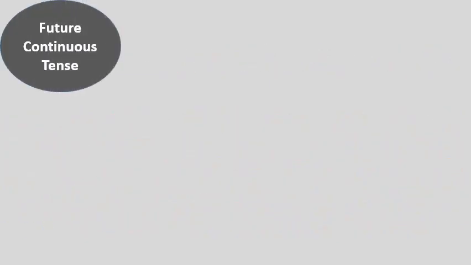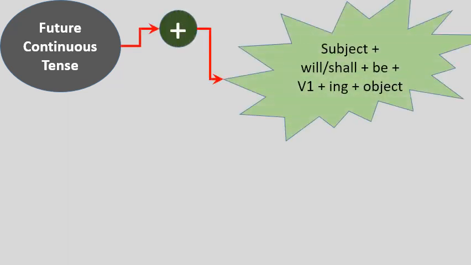Let's see the structure of future continuous tense when we use it in affirmative, negative and interrogative sentences. In the affirmative or positive sentence, the structure will be subject plus will or shall plus be plus first form of the verb plus ing plus object. For example, I will be singing in the concert tomorrow.